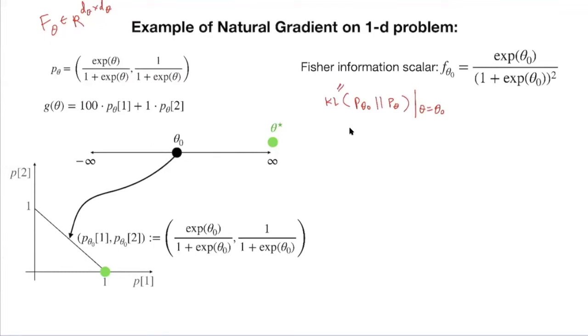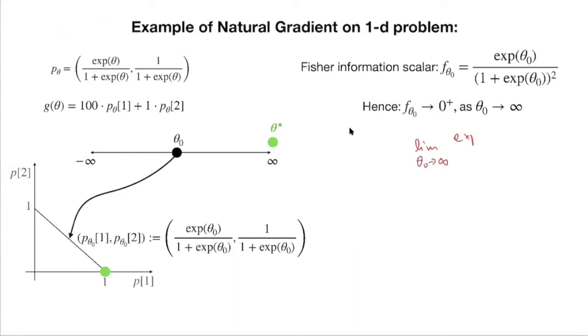And let's check what this Fisher information scalar is doing. Particularly when theta 0 approaches infinity, when theta 0 is really big, this Fisher information scalar is pretty small. One extreme case is that when theta 0 is positive infinite, this Fisher information scalar is 0, because of the limit as theta 0 approaches infinity. Because I have one exponential in my numerator and a square, a double exponential, in my denominator, my numerator increases much slower than my denominator.